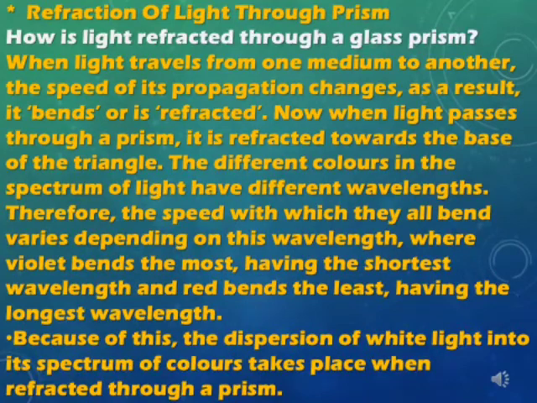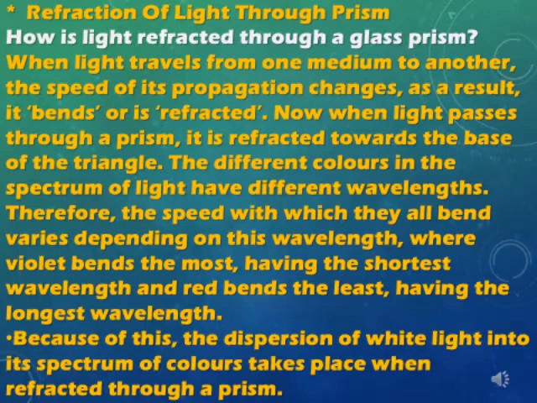So now we are going to study refraction of light through a prism. How is light refracted through a glass prism? When light travels from one medium to another, the speed of its propagation changes. As a result, it bends, or is refracted. Now, when light passes through a prism, it is bent towards the base of the triangle.